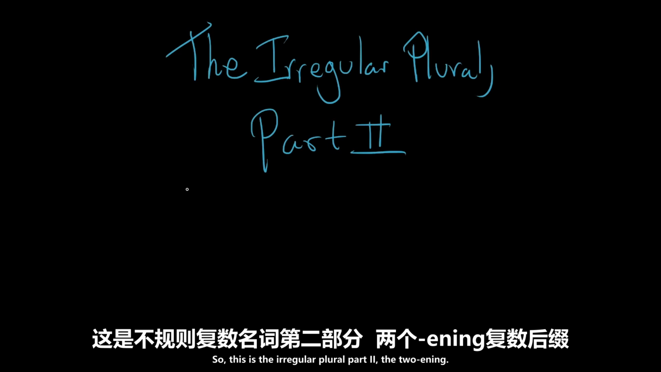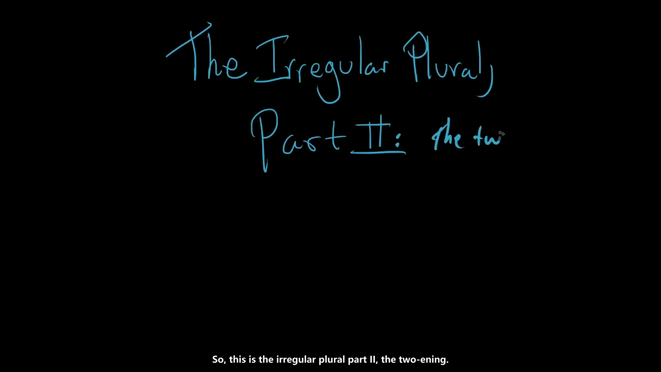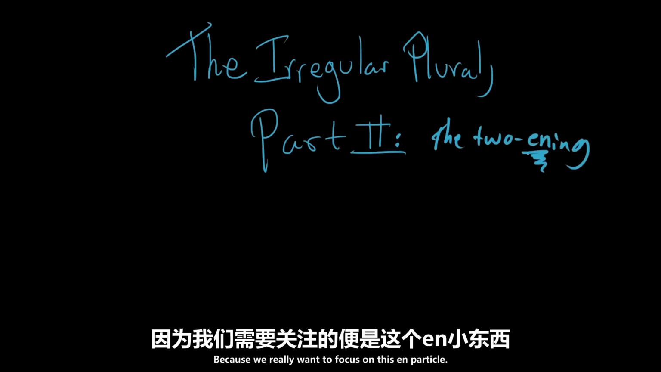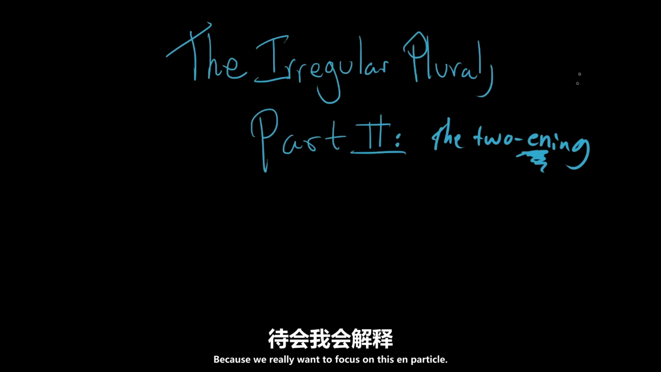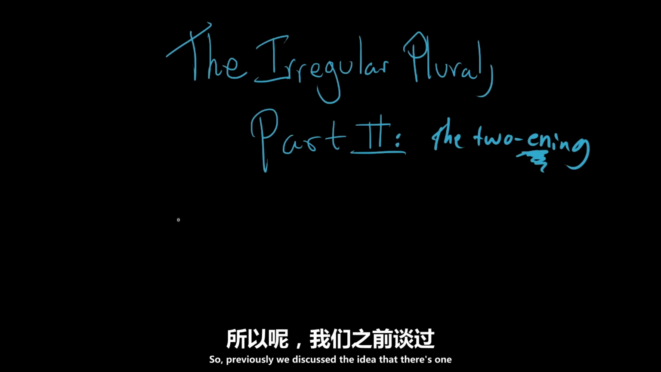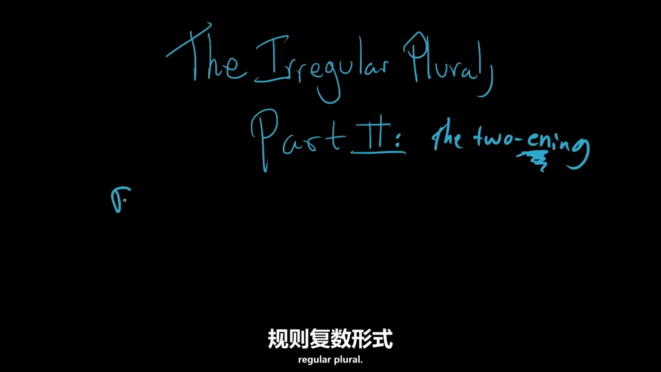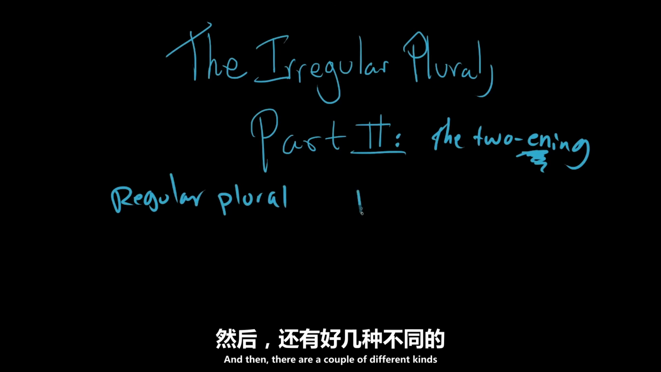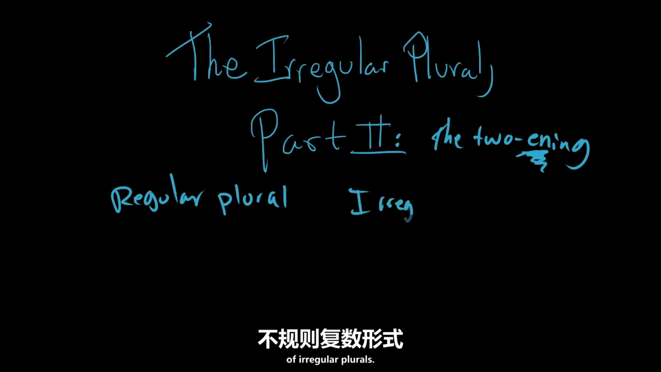So this is the irregular plural, part 2, the two-inning. Because we really want to focus on this en particle. I'll explain in a minute. So previously we discussed the idea that there's one regular plural. And then there are a couple of different kinds of irregular plurals.